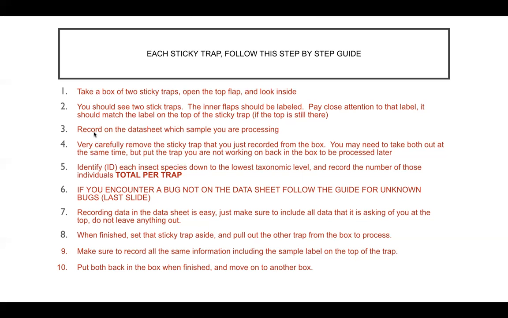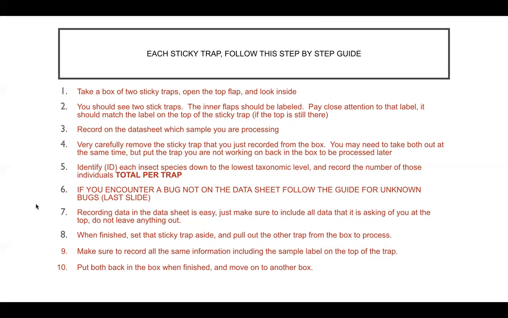Before even taking out the sample, record on the data sheet which sample you're processing. Then very carefully remove the sticky trap that you just recorded from the box. You may need to take both out at the same time, but put the trap you are not working on back in the box to be processed later. The reason for that is that the 2 traps are really close together and both are sticky, so you might scrape off some of the insects on one or the other. You may need to pull both out, separate them, and put one back in.